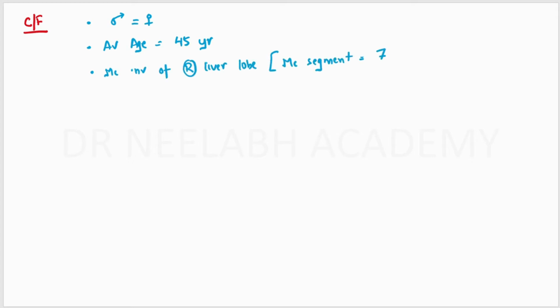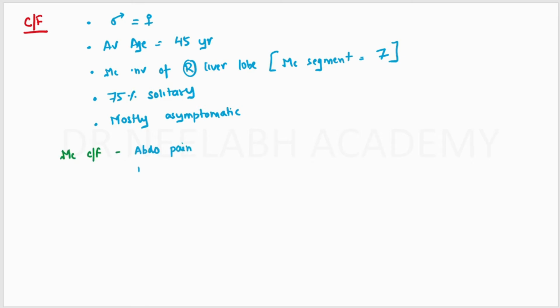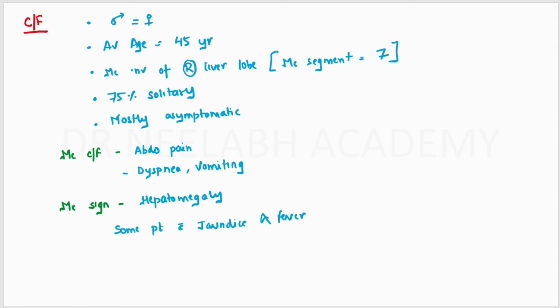Coming on to the clinical features, it is almost equal in males and females. The average age is 45 years. Most commonly, the right lobe of the liver is involved, and the most common segment involved is segment 7. 75% of these cysts are solitary. It is mostly asymptomatic, but when symptoms develop, the most common symptom is abdominal pain. Some also develop dyspnea and vomiting. The most common sign we see is hepatomegaly. Some patients may also experience jaundice and fever.